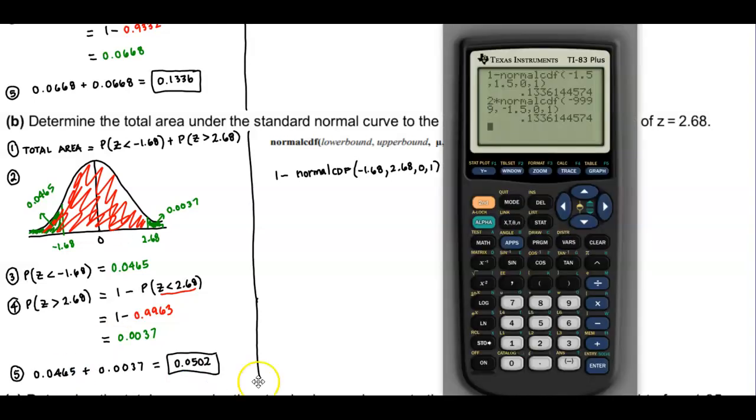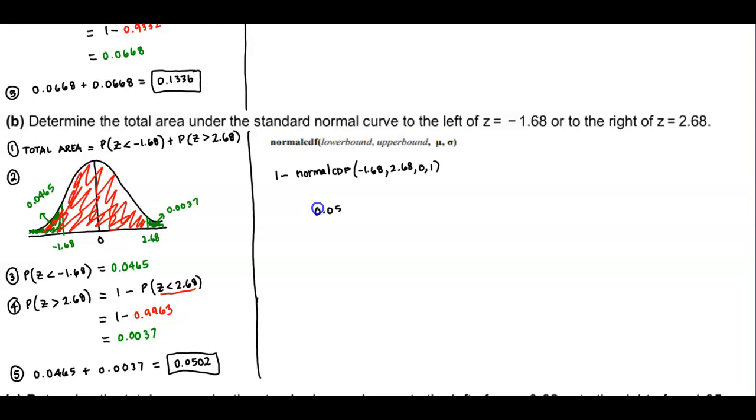So let's go ahead and do that. We're going to take 1 and then subtract second distribution normal CDF. And then we know that our lower bound is negative 1.68. The upper bound is 2.68. And then our mean is 0, and then we can see that our standard deviation is 1. And then hitting enter, we should get the same area down there, which, rounding it to 4 decimal places, is 0.0502.